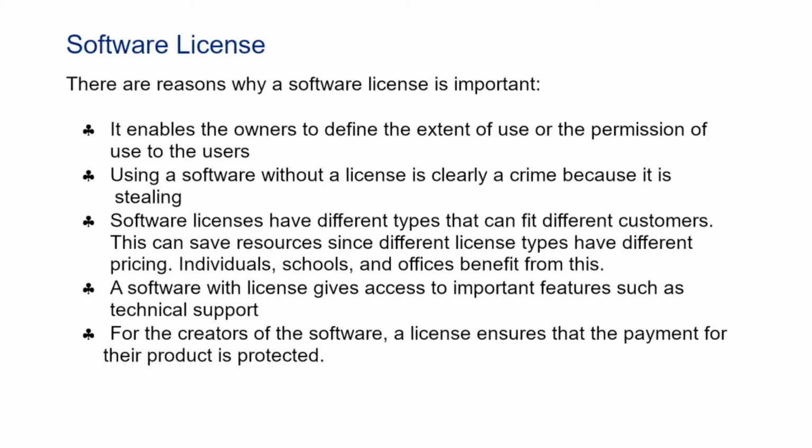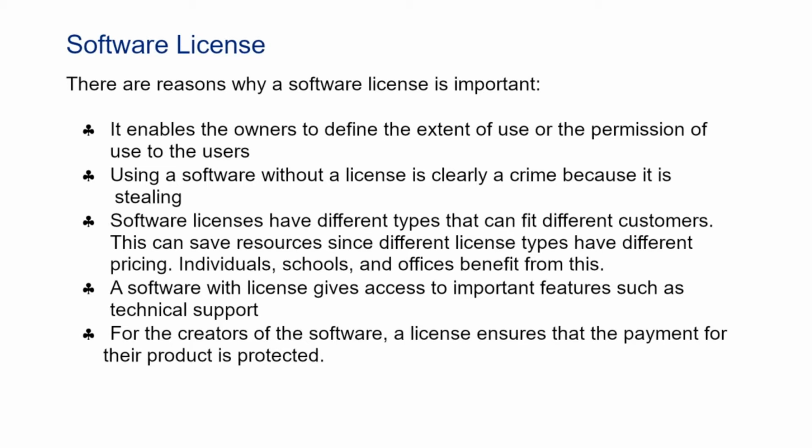There are reasons why a software license is important. It enables the owners to define the extent of use or the permission of use to the users. Using software without a license is clearly a crime because it is stealing. Software licenses have different types that can fit different customers. This can save resources since different license types have different pricing. Individuals, schools, and offices benefit from this.